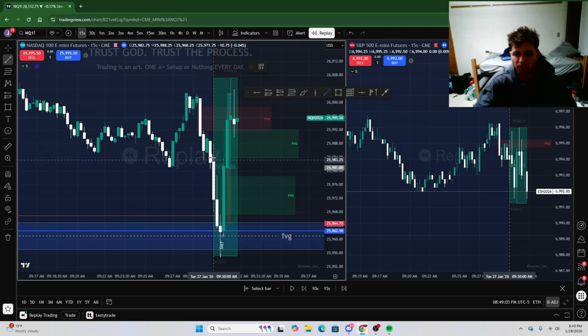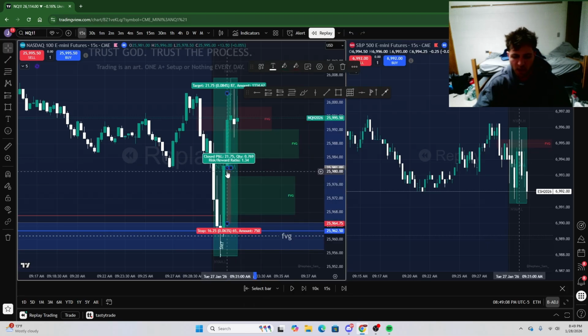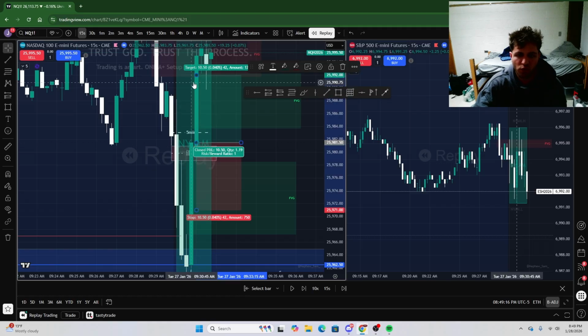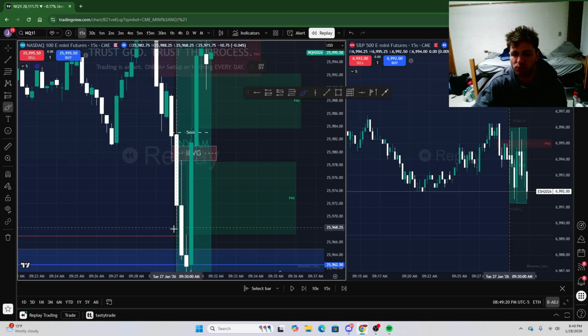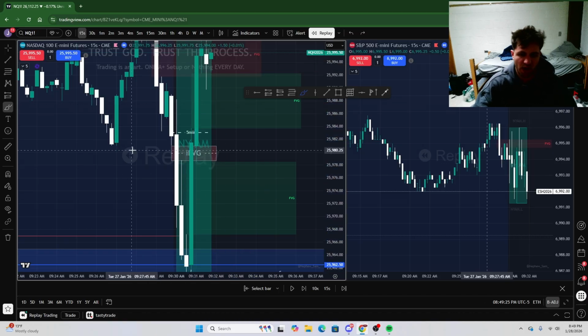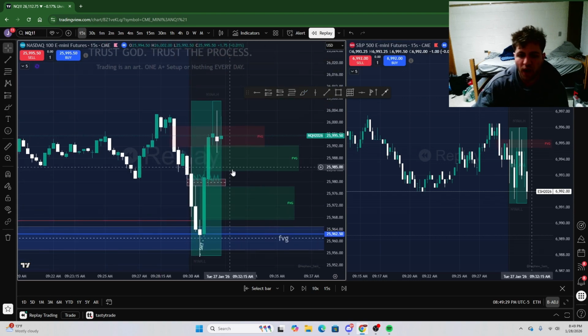Imagine if we had an unfilled fair value gap right here, like a 5 minute unfilled fair value gap. Would you still take this 15-second after it inversed, right after it wicked a 5 minute? No, because then there comes a huge possibility of you hitting the 5 minute and then wicking out and going to the downside.